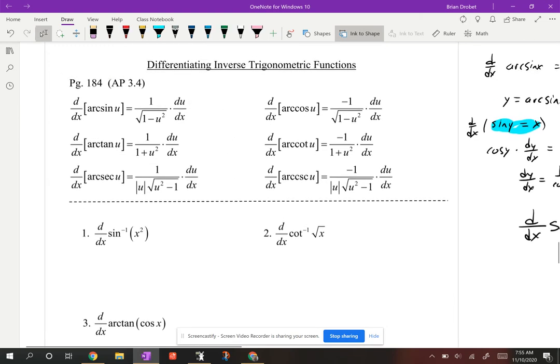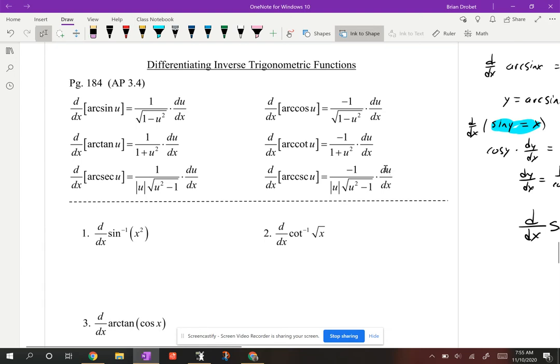Now, I'm not going to go through the proof of the rest of these, but you can see them here. Derivative of the inverse tangent, 1 over 1 plus u squared du dx. Derivative of arcsecant, 1 over the absolute value of u, square root of u squared minus 1 du dx. And then when you change to the cofunctions, so you go from arcsine to arccosine, it's just the opposite. When you go from arctangent to arccotangent, it's just the opposite. And same thing with arcsecant.